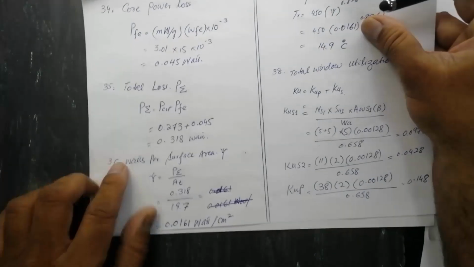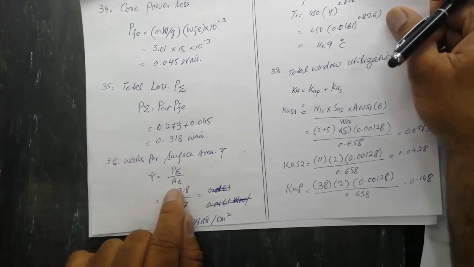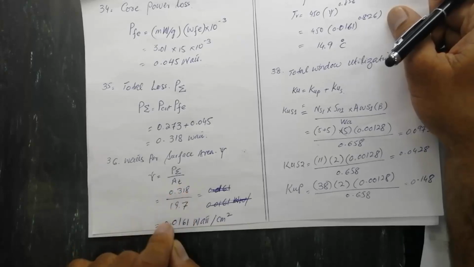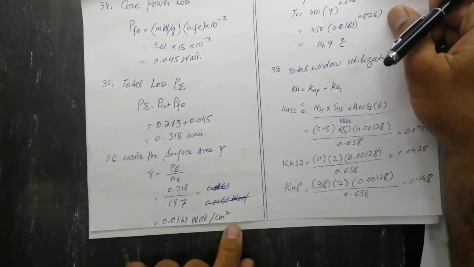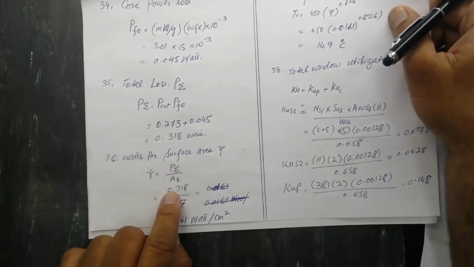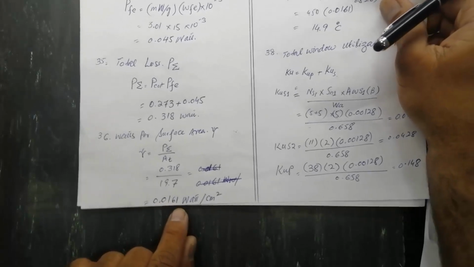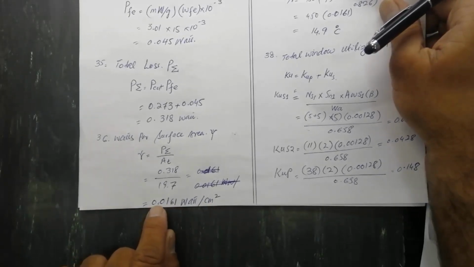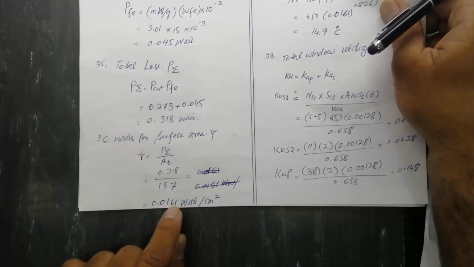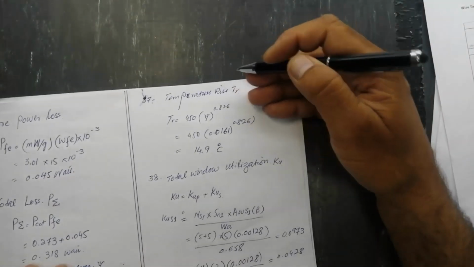So here we can calculate watts per surface area. So total power losses and surface area. Surface area is 19.7 centimeter square and total losses are 3.18. So every square centimeter will dissipate power 0.0161, that is very safe. Then we have temperature rise.